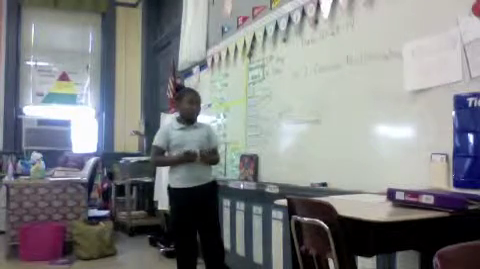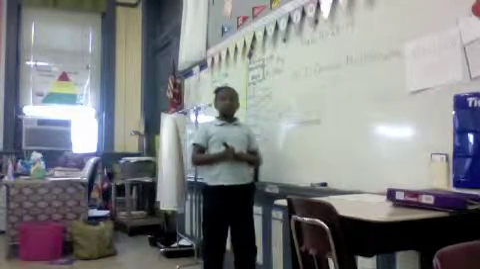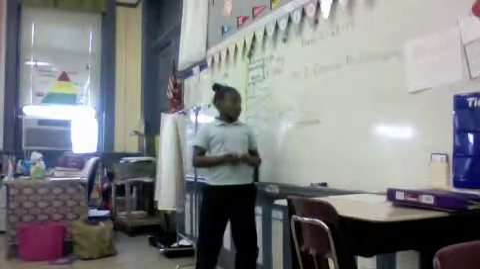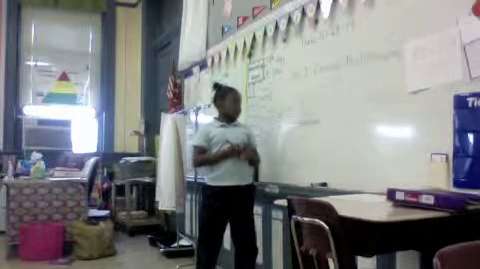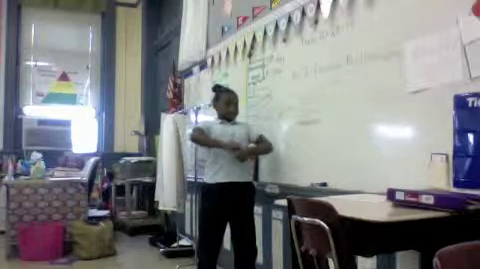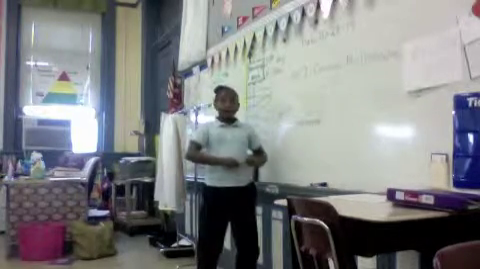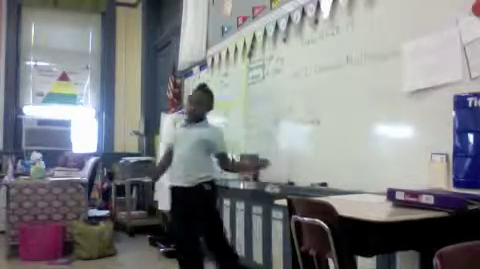All right, how many jumps did she take? 2. And what did she jump by? 6. Okay, so her problem was 6 times 2, and so she took 2 jumps by 6 and got her product, which is what? 12. Very good. Thank you, Miss Ashland.